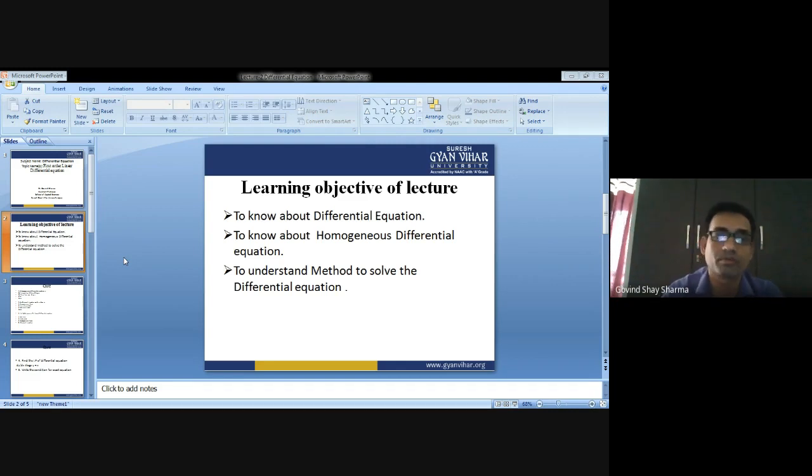Today we learn about the process of how to solve this type of differential equation. And I'm sure that after this lecture you will get some clue on how to find whether the given differential equation is homogeneous or not. Second, how to solve the homogeneous differential equation.